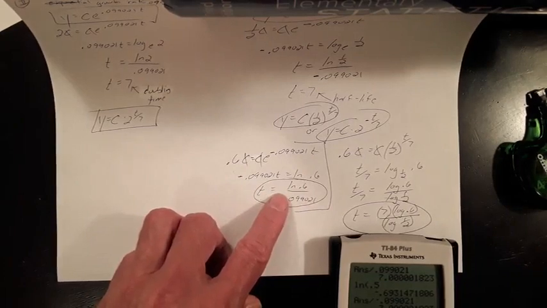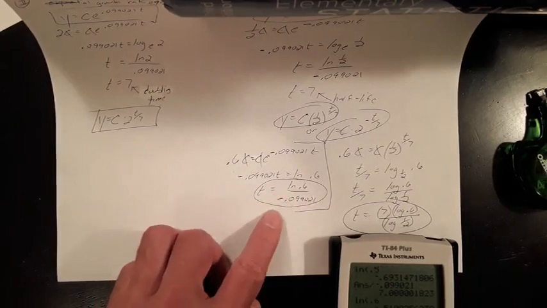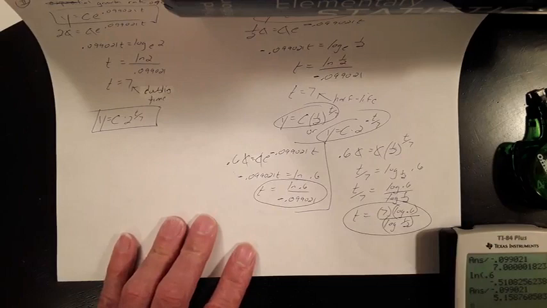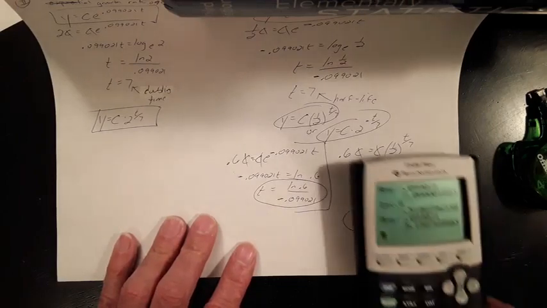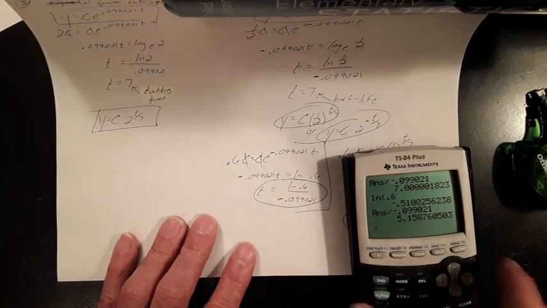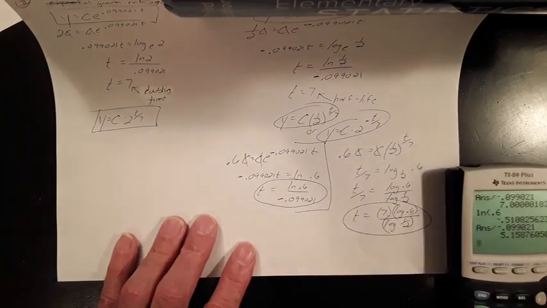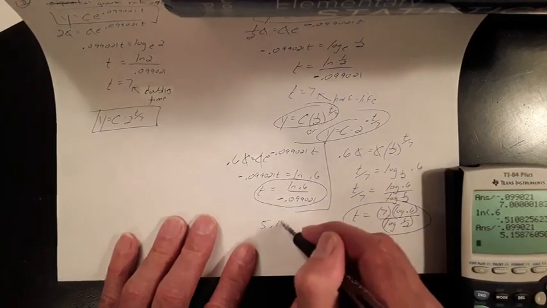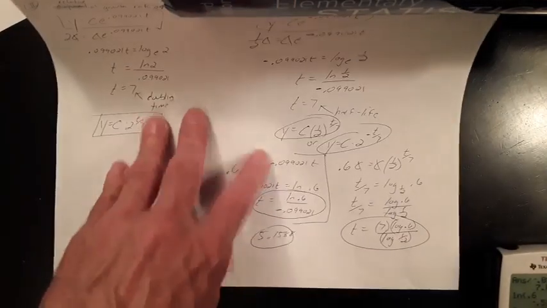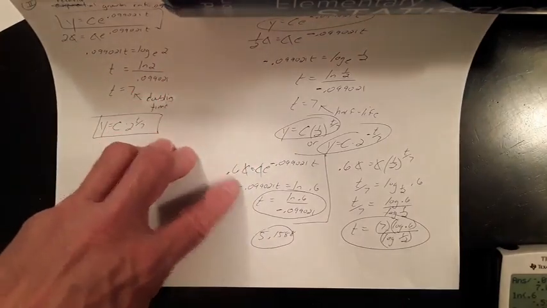This is the ln of 0.6 divided by negative 0.099021. This is 5.15158. I mean, how many decimal places would you be going with time anyways? You'd be going out to like tenths maybe. But just to show that this is accurate for many decimal places, 5.1588 years or whatever the time units are until this thing has decayed to 60% of its original amount.